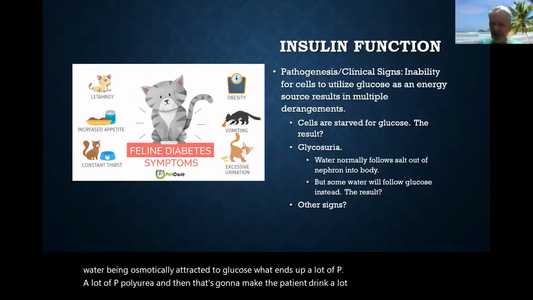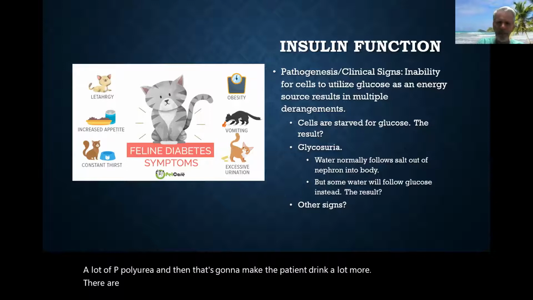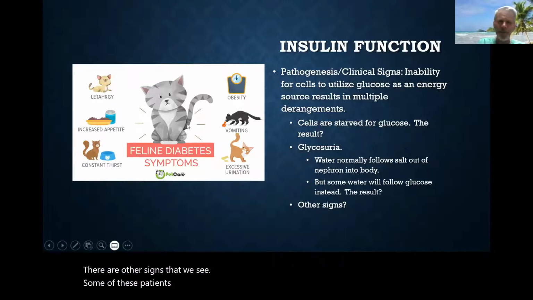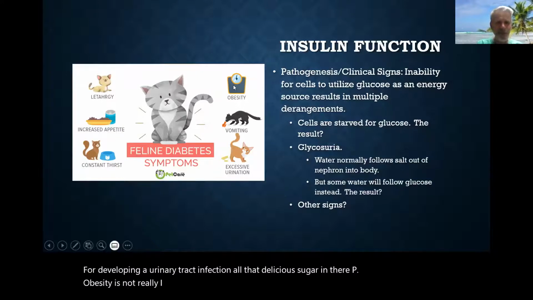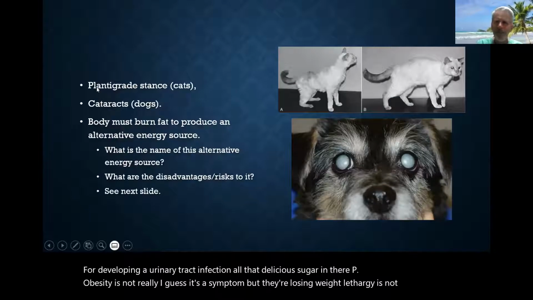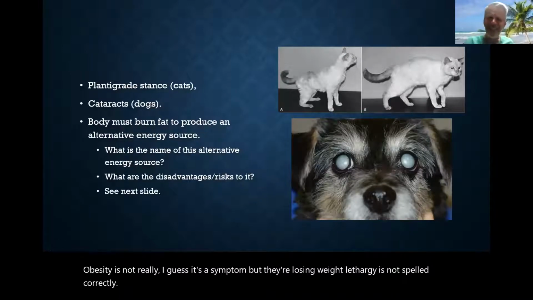There are other signs that we see. Some of these patients are at risk for developing a urinary tract infection, all that delicious sugar in their pee. Obesity is not really, I mean, I guess it's a symptom, but they're losing weight. Lethargy is not spelled correctly. A couple of unique things that we see in cats.